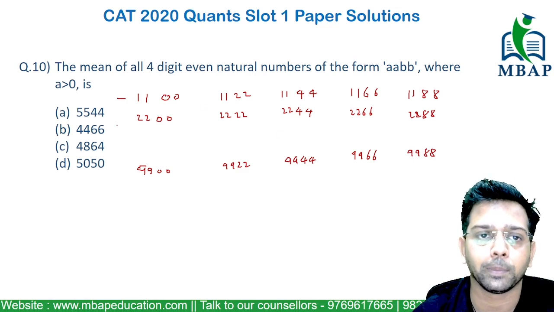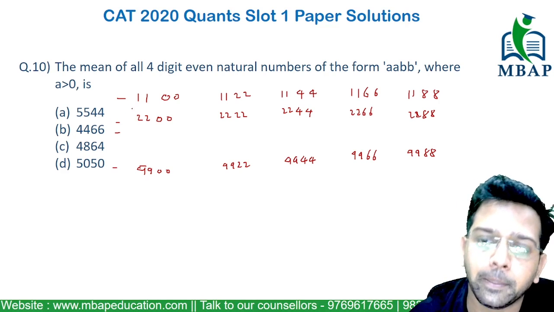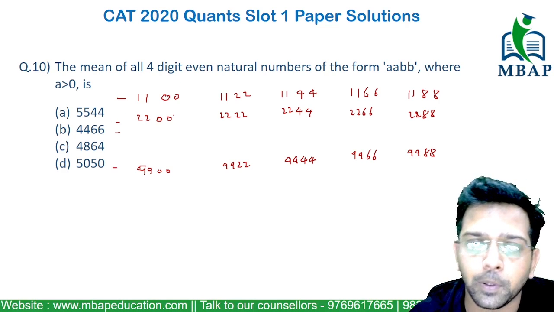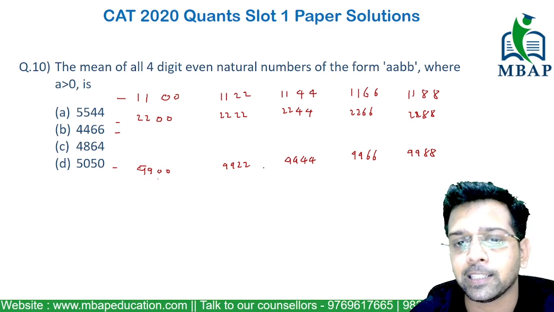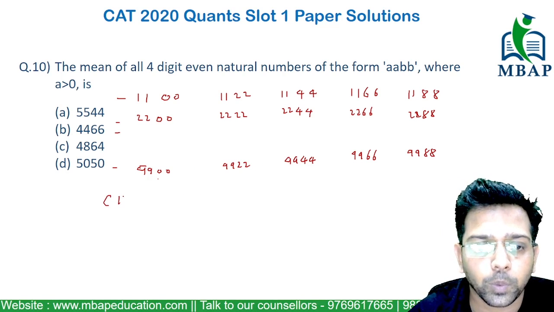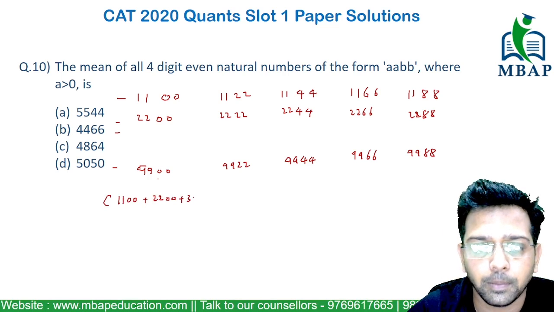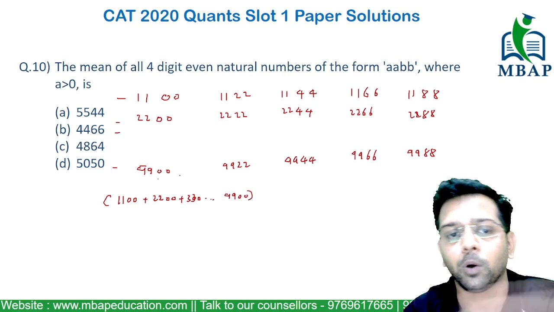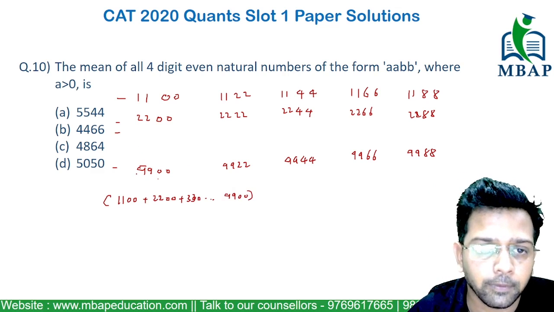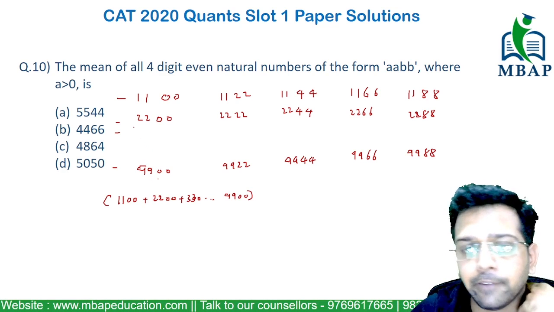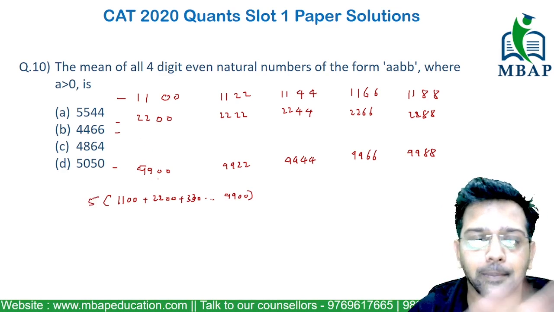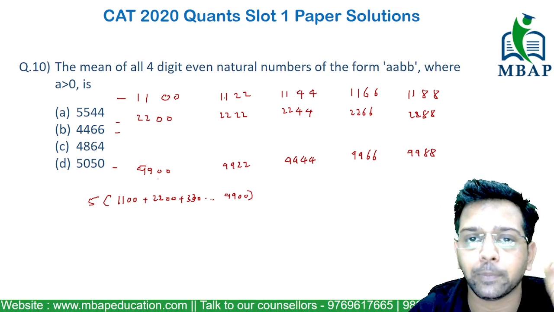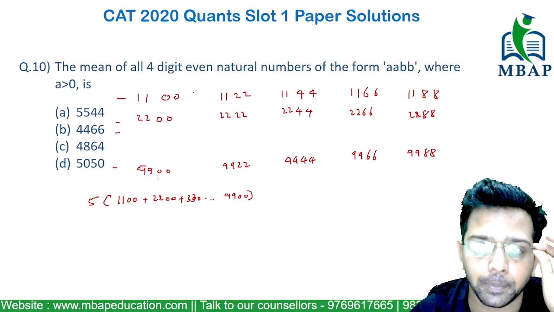Let's say this is row number 1, row number 2, row number 3, till the 9th row. All the numbers are 1100 and beyond, 2200 and beyond, 3300 and beyond, and 9900 and beyond. So if I take this common out, which is 1100 plus 2200 plus 3300 till 9900, I'm taking from all the rows. Or you can take it from the columns. If I take it from the columns, there are 5 such columns, so 5 times 1100 will come, 5 times 2200 will come, and likewise all the numbers will come up here.